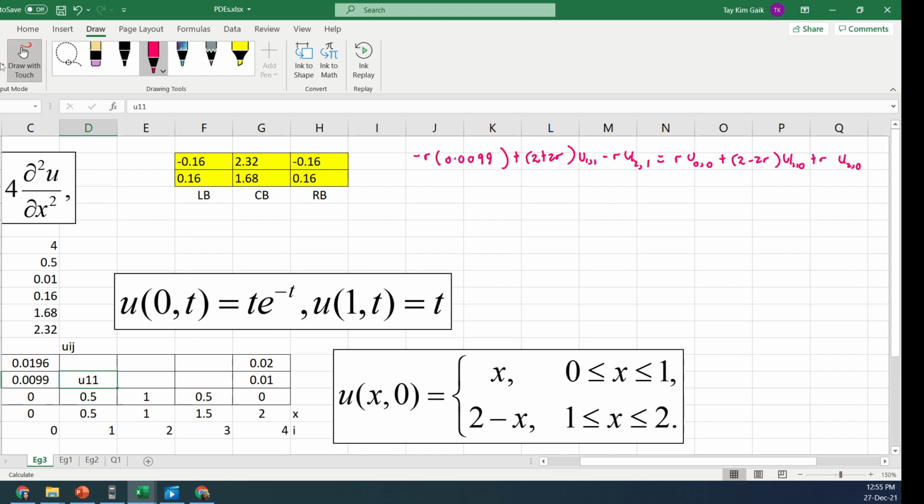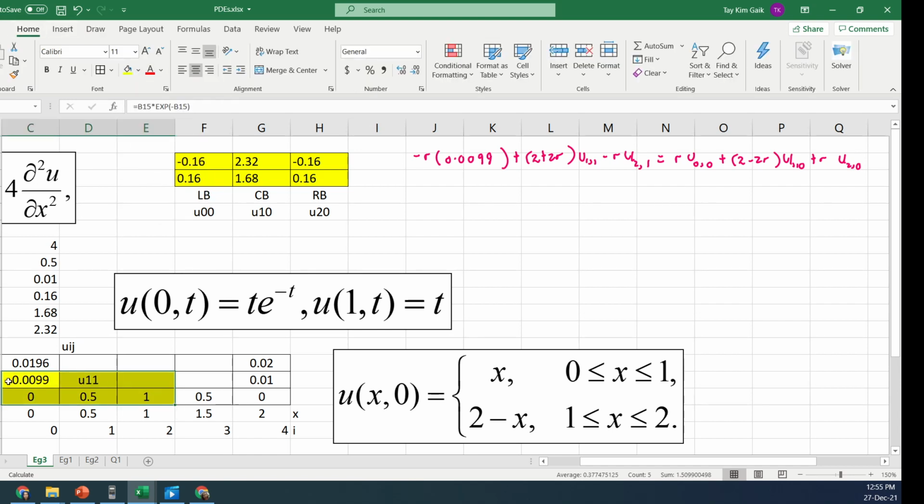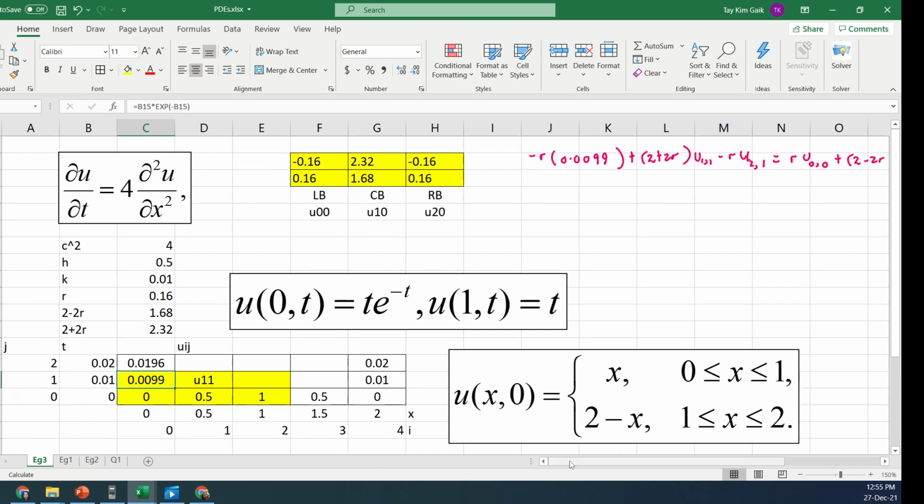I put it here. In the left bottom you have U00, this is U10, and this is U20. So when you target like this: negative r times 0.0099 plus 2 plus 2r times U11 minus r times U21, equal to r times U00 plus 2 minus 2r times U10 plus r times U20.